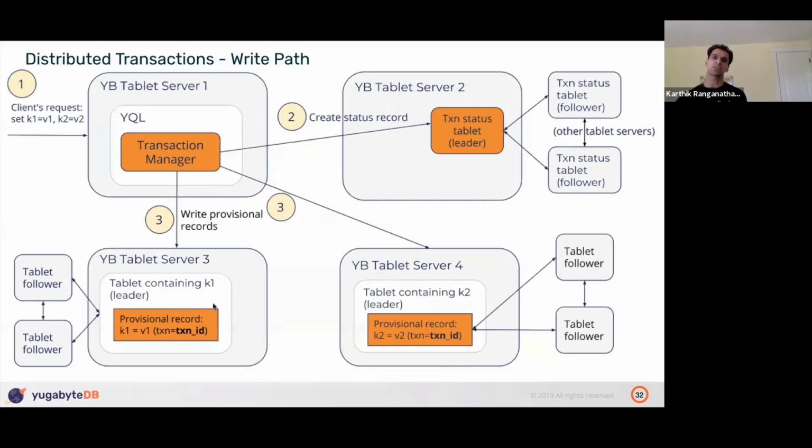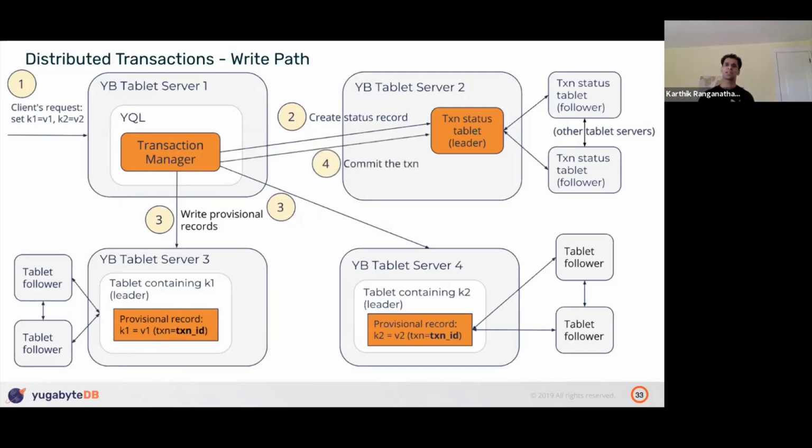And if somebody else comes to read this and finds a provisional record, it means you need to go to the status table to check what's going on. If that transaction is aborted, ignore the provisional record. If it's committed, fetch the timestamp and use that entry as if it were committed at that timestamp. And if it's pending, then you have to figure out, hey, what isolation level is this? What are they trying to do? What am I trying to do? Should one of us abort? All of that stuff. So it's a conflict, right? So that's roughly how it works.